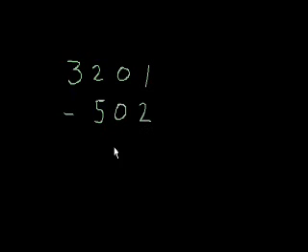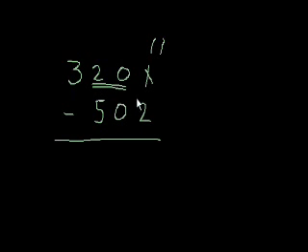I think we could have time for one more problem. Let's say I had 3,201 minus, let's say it's 502. Same drill. 1 is less than 2, so we have to borrow. Turn that into an 11. But you can't borrow from a 0, so you're going to have to borrow from this entire 20. Well, what's 20 minus 1? Right. It's 19. So this becomes a 19.